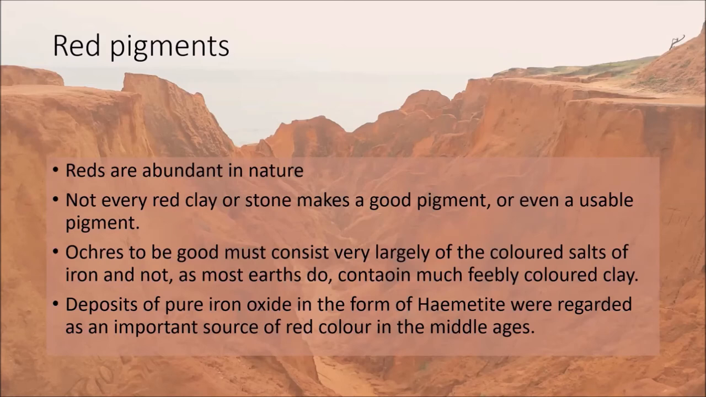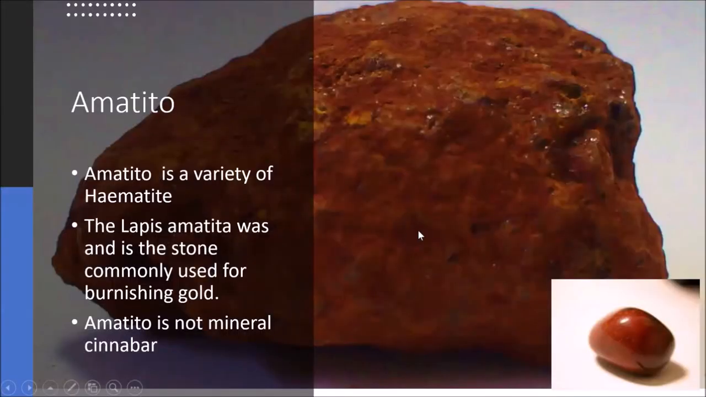Deposits of pure iron oxide in the form of hematite were regarded as an important source of red color in the Middle Ages. Amatito is a variety of hematite. It is very interesting. I've taken these pictures from the internet. I didn't have such material right now for this presentation. From Creative Commons I've taken them; the person who clicked the picture is not known, or it can be used freely on the internet.